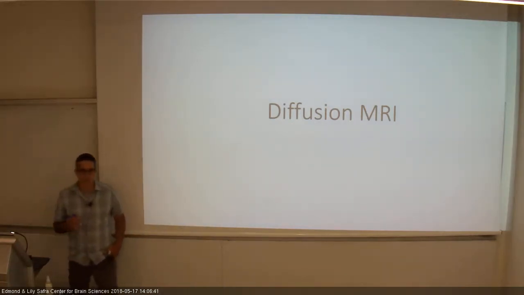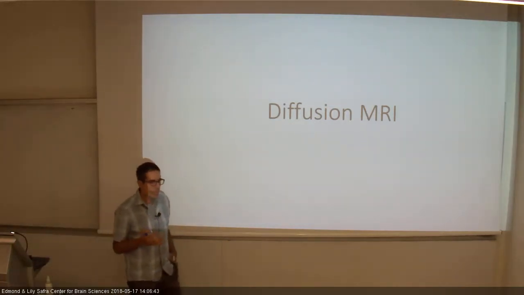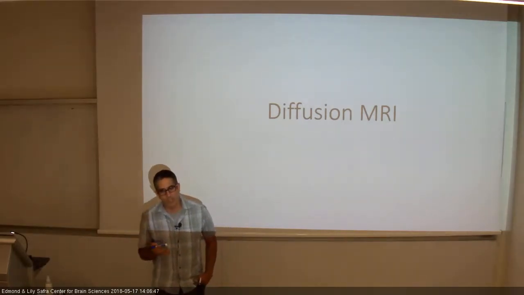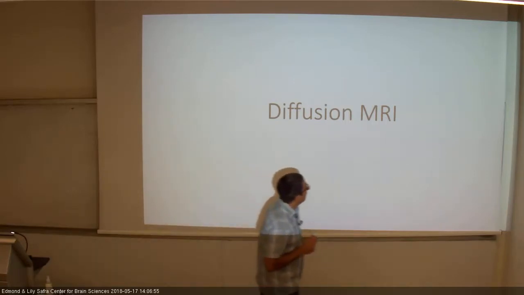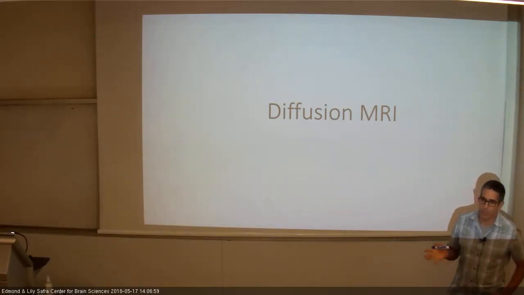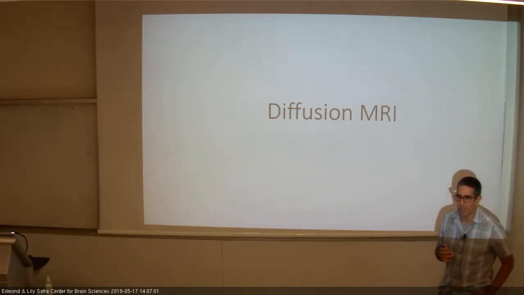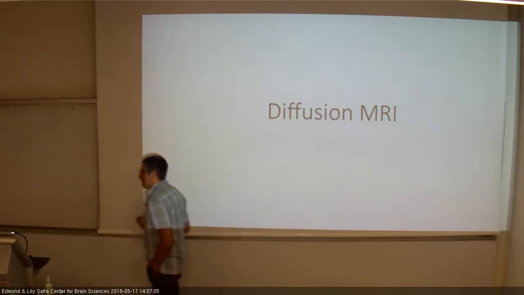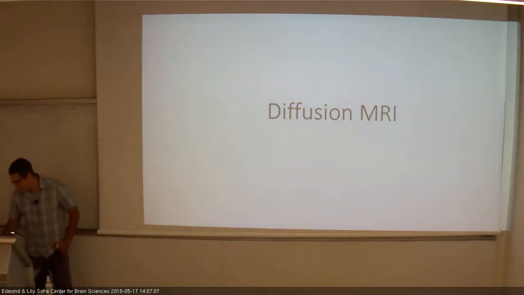We'll look first at the phenomenon of diffusion and how we measure it, and then we'll talk about the usage. In particular, in the end we're going to look at something called tractography, which is a way to identify pathways in the brain and create these kinds of brain connectivity networks.